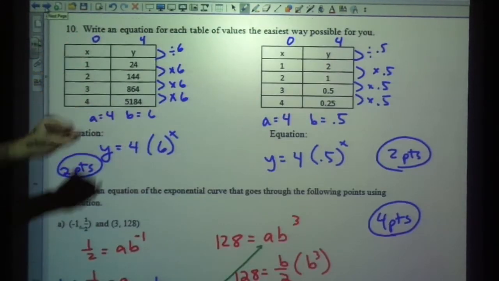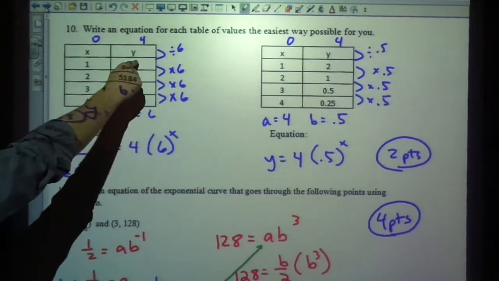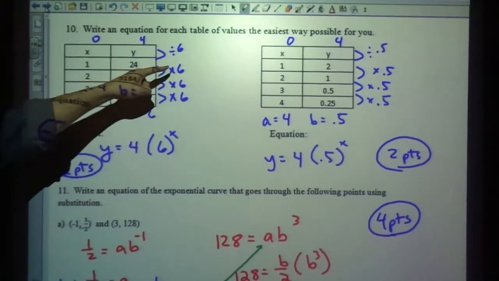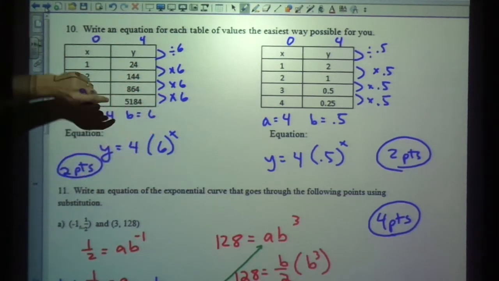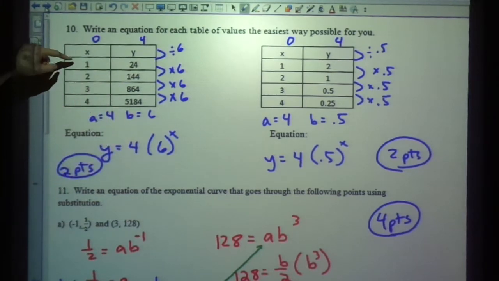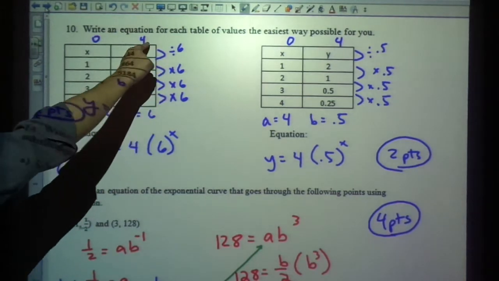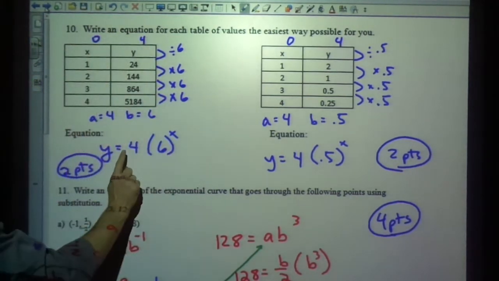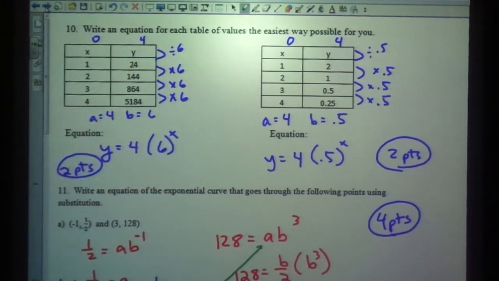Here you can use any method you like. So if I'm looking at these numbers, I take 144 divided by 24, and I see, oh, that's 6. So we had to have multiplied this one by 6, multiplied this one by 6, multiplied this one by 6. So the growth factor is 6. I can find B is 6. Then I want 0, that would give me my initial amount. So I could divide this one by 6 and say, when it's 0, it'll be 4. So A is 4. So here's my equation. 4 times 6 to the x. That's a 2-point problem. 1 for A, 1 for B.